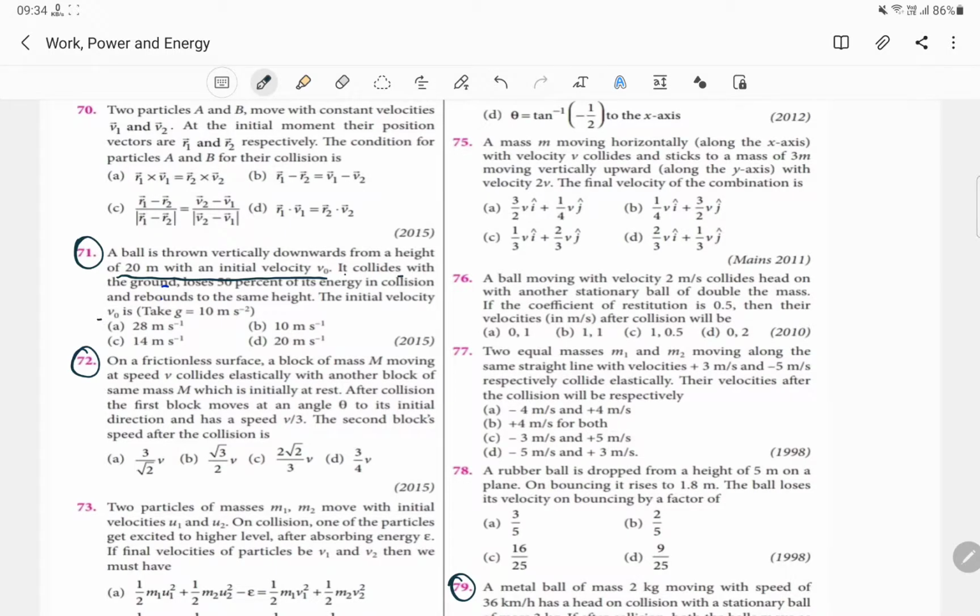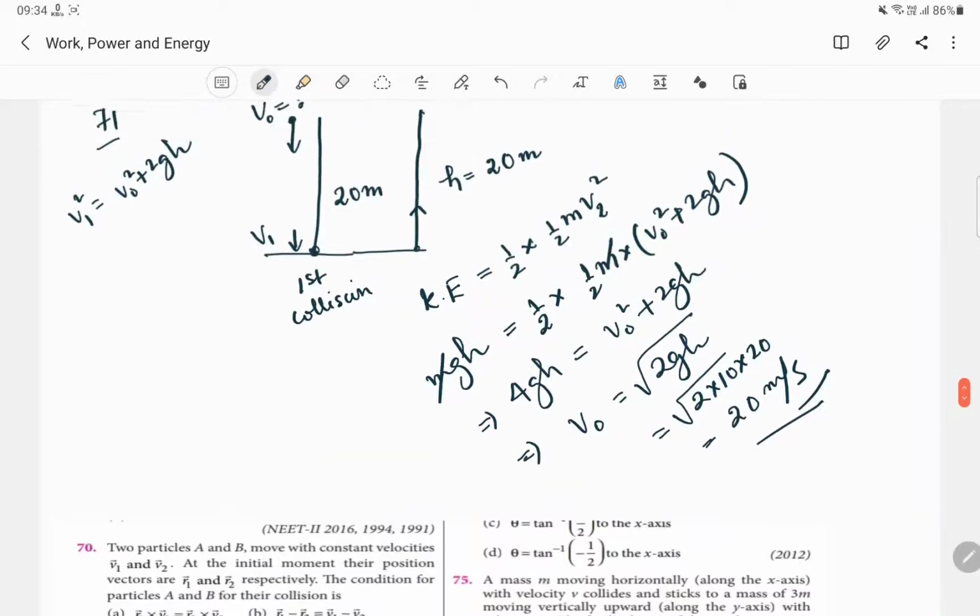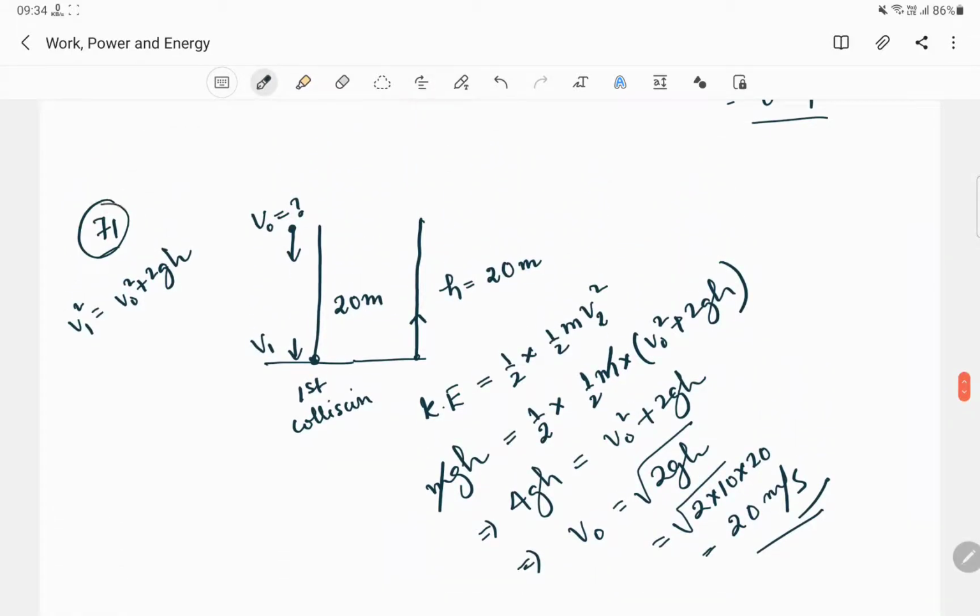In order to understand this question, we have to draw a diagram. The given height is 20 meter, and from this height an object is thrown vertically downward with a velocity v naught. What will be the velocity when it strikes the ground? According to simple kinematics, v1 square will be equal to v naught square plus 2gh, where v1 is the velocity with which it will strike the ground.